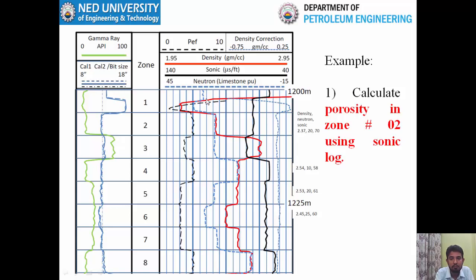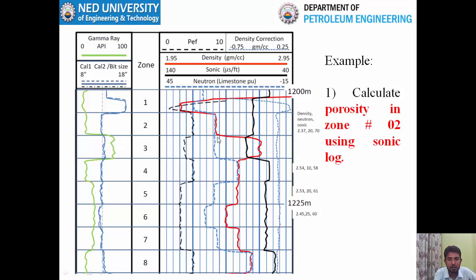So you have 20 lines, and each line will be equal to 5 microseconds per foot. Again, basically you need to find the difference between the minimum and maximum, and divide that difference by the number of boxes available. So 140 minus 40 is a difference of 100 microseconds per foot, divided by 20, which means that one small box will be equal to 5 microseconds per foot.